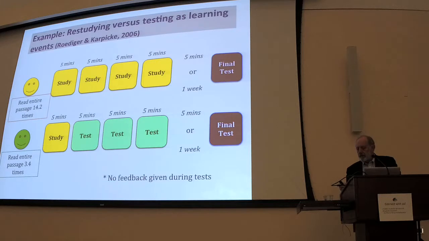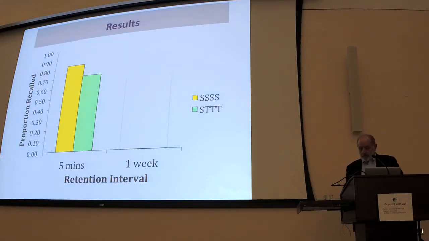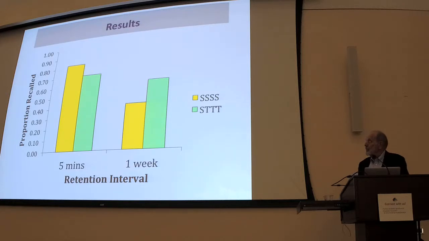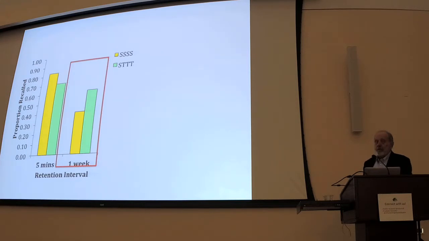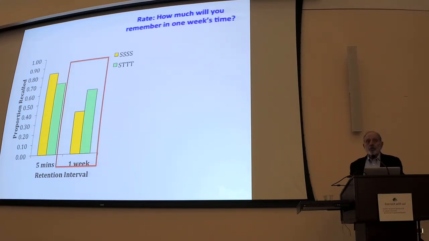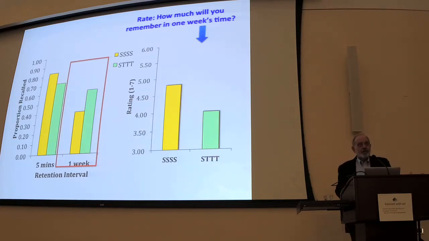So this just diagrams what I've said, and you can see there was a very big difference in how much they went over the passage in the top case than in the bottom case. Then they were tested either 5 minutes later, or half the people weren't tested until a week later in these 2 conditions. And again, no feedback during the tests. At 5 minutes, the results look sensible: if you studied it 4 times, you're better than if you studied it 1 time. But there's a dramatic difference a week later. Very little forgetting in the case where you were repeatedly tested, pretty dramatic forgetting in the case where you just did repeated study. They also incorporated a metacognitive question, so there are the basic results again. They asked them, how much will you remember in 1 week's time? And those are their predictions, as opposed to the actual results.